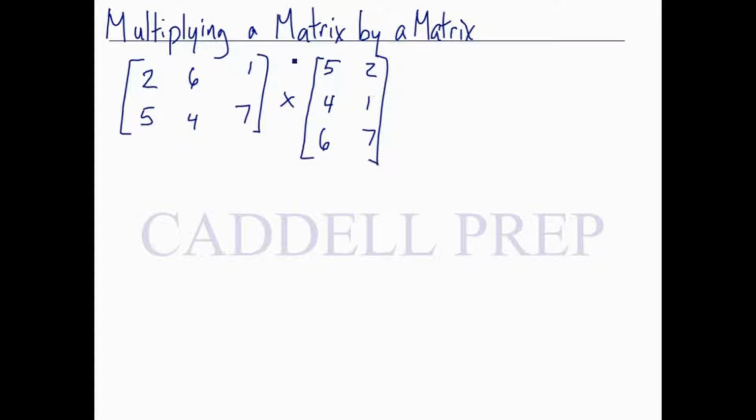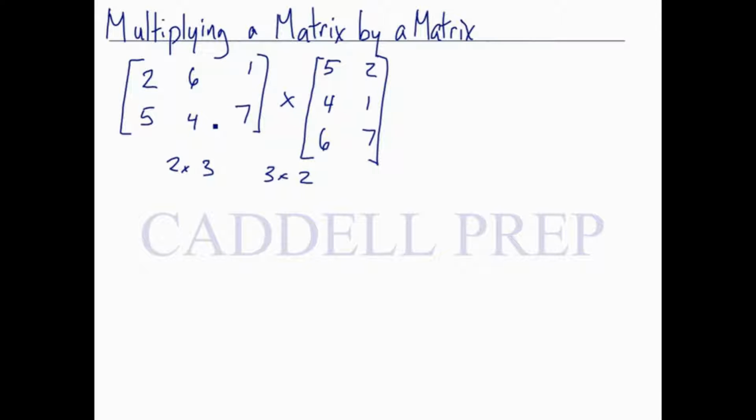Alright, let's go over multiplying a matrix by a matrix. So first thing that I want to point out is that not all matrices can be multiplied together. So let's look at this one. This has 2 rows and 3 columns, so this is a 2 by 3 matrix. This has 3 rows and 2 columns, so that makes this a 3 by 2 matrix.